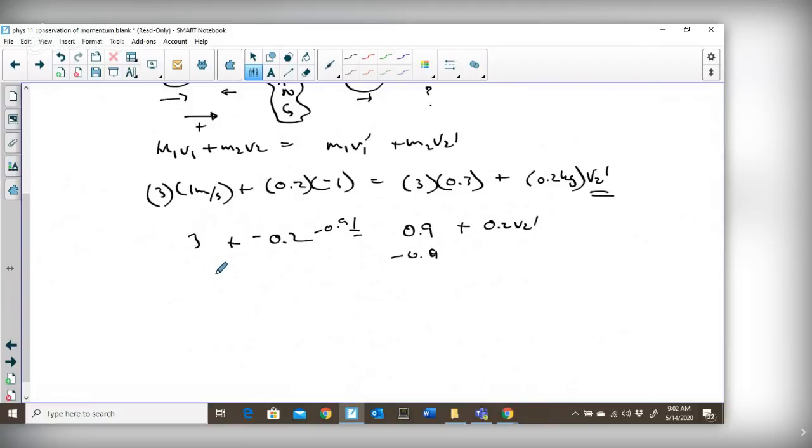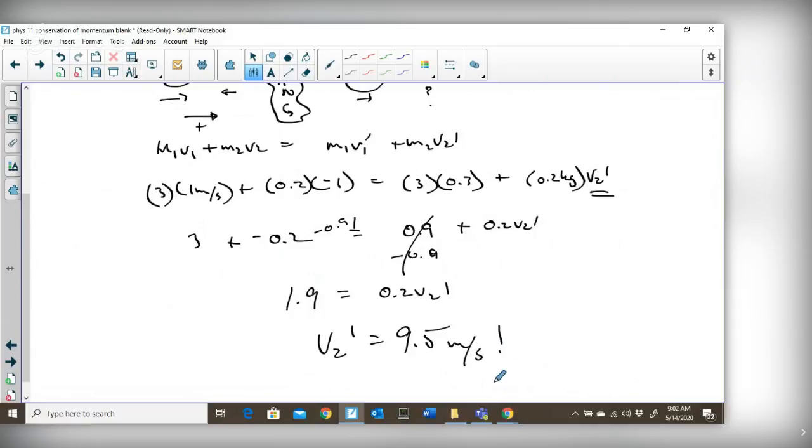Oh, where's my Casio FX260 solar? There it is. Yes, I could do this in my head, or on paper or on screen. Anyways, we have 3 minus 0.2 minus 0.9. So that's equal to 1.9 on this side. And so this is canceled out, and that's equal to 0.2 V2 prime. So we're going to take our 1.9 and divide that by 0.2, and our V2 prime then comes out to be 9.5 meters per second.